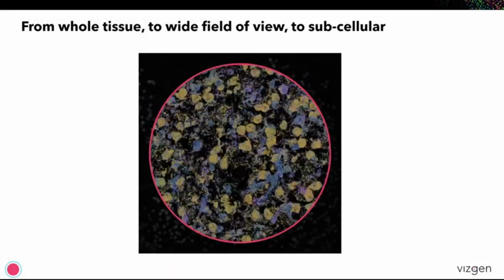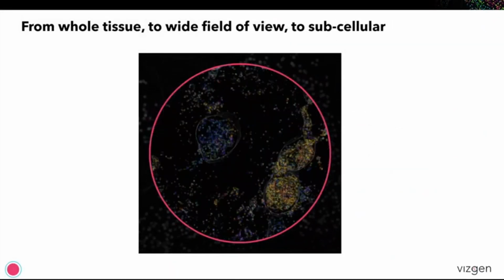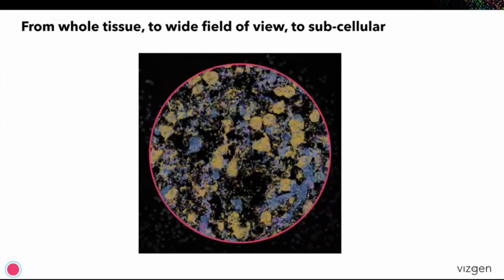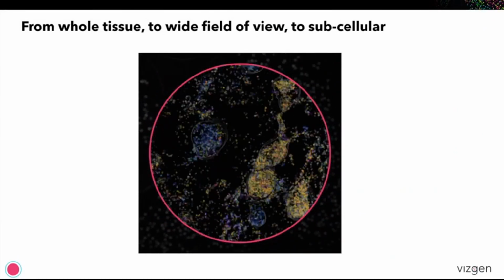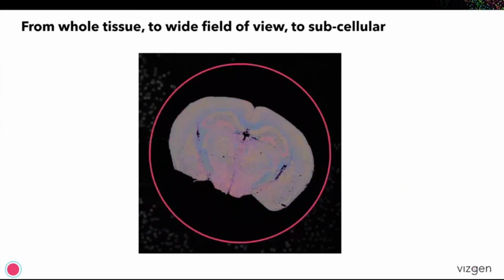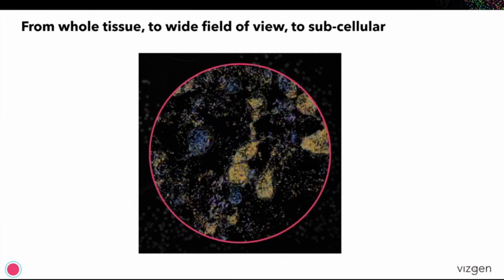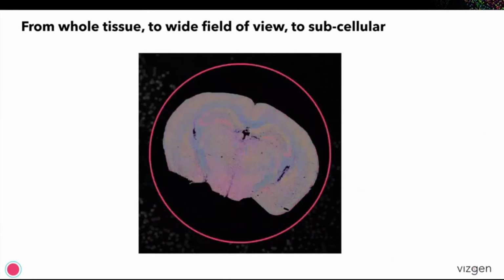And this slide kind of summarizes what I just said, just so you can understand a bit more. This is a mouse brain tissue that was imaged with MERScope, and we go progressively from whole tissue to wide field of view to subcellular, where each of the dots corresponds to a transcript.